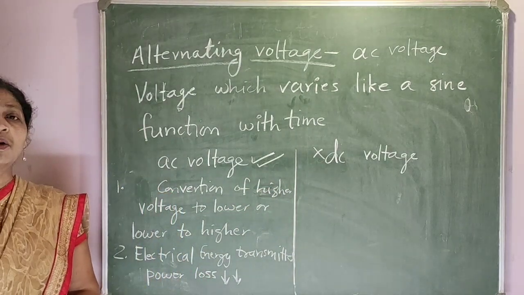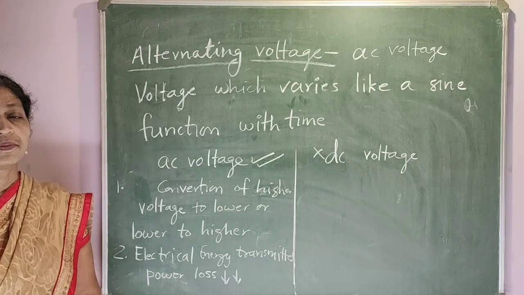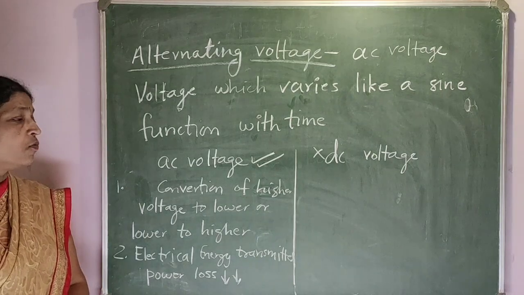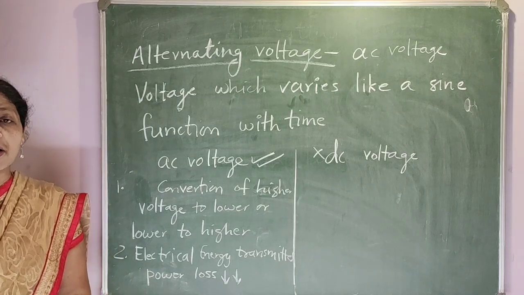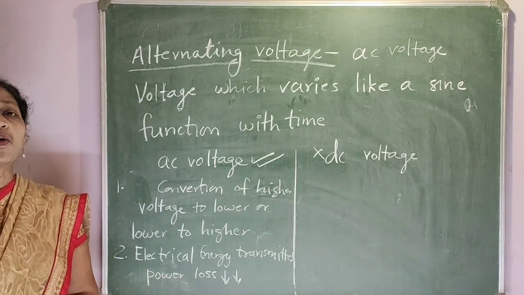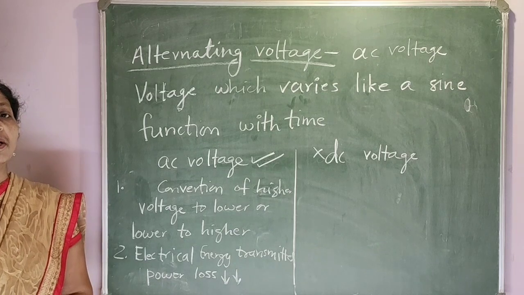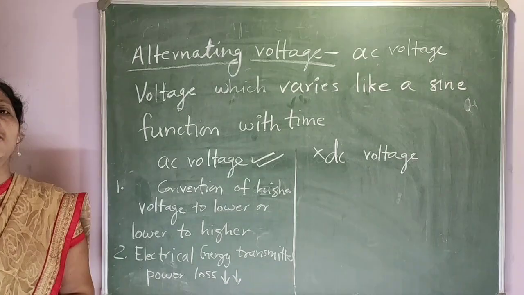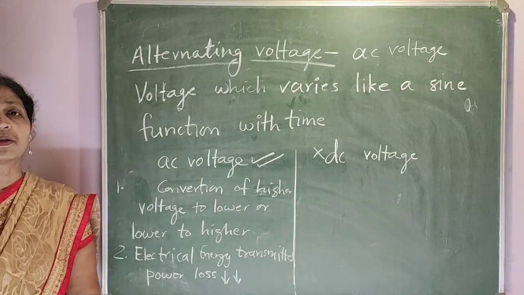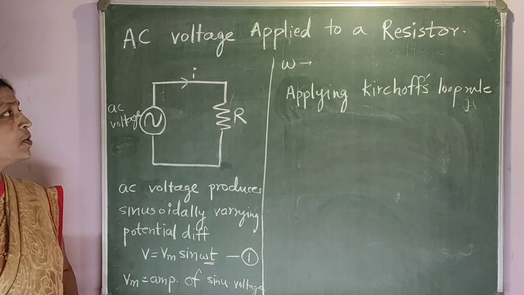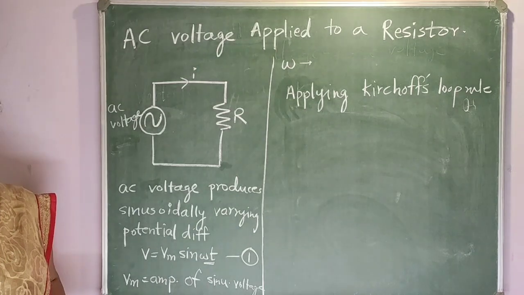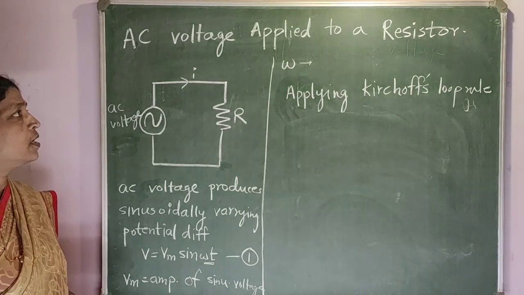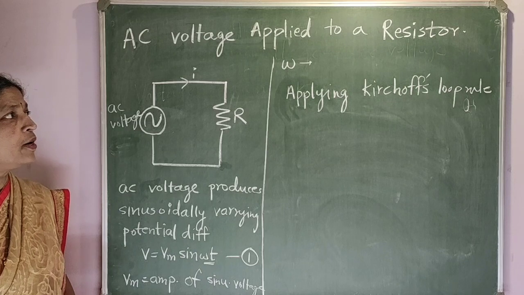That we have seen earlier also in the third chapter. And one more advantage of AC voltage is that we can easily design AC circuits according to our applications. So AC voltages are preferred over DC voltages. Now students, we are going to learn a simple circuit in which we have AC voltage. The simple circuit is AC voltage applied to a resistor.